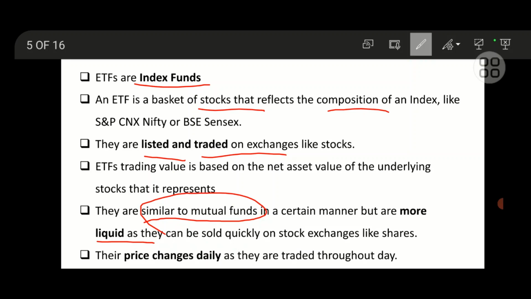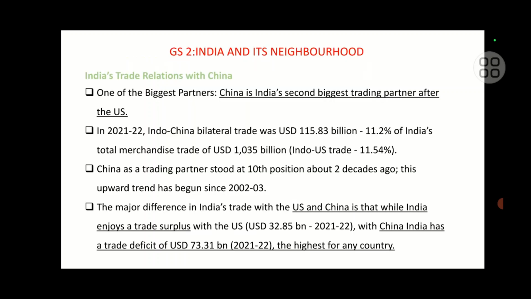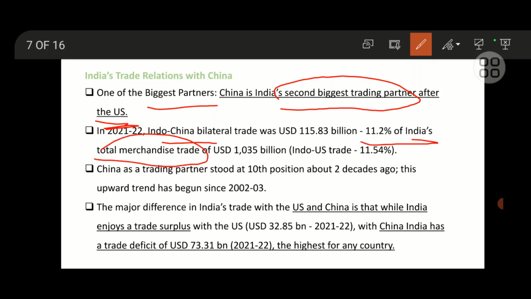The next issue is the dragon tightens its grip, which means China. This comes under GS2, India's neighborhood relations. When it comes to China, with respect to India, it is one of the biggest partners. China is India's second biggest trading partner after the US. The China bilateral trade is 11.2% of India's total merchandise trade. China stood at the 10th position for 2 decades.